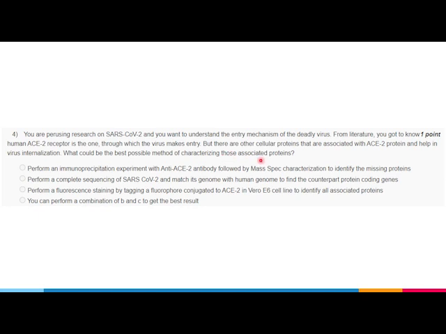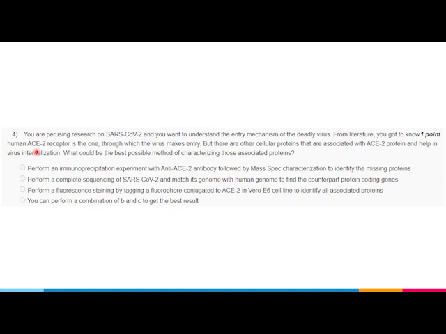Essentially, the case is that SARS-CoV-2 enters human cells via a receptor, which in our case is the ACE2 receptor. We want to understand what other proteins are involved with ACE2 in the internalization of the virus, and you want to actually do research on it. This is essentially what we do in labs.